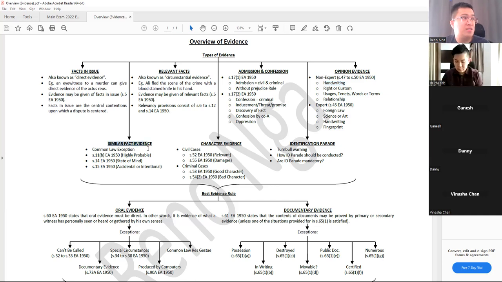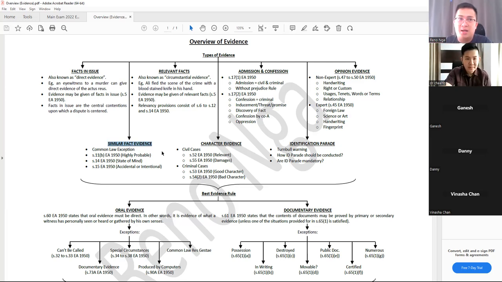And then number fifth is similar facts evidence. I'm not sure whether yesterday the student was here or not. Similar facts means two incidents, two crimes committed by the same mode of committing the offense. And in both situations, the evidence is similar. For example, Reynolds likes to kill people with a bottle. So in all situations, he uses the same bottle to kill people. So this is the similar facts evidence.